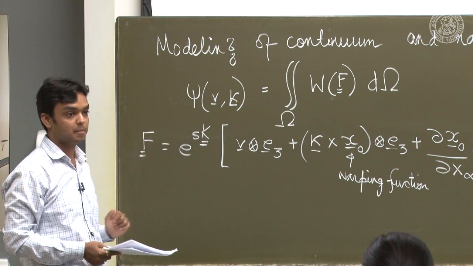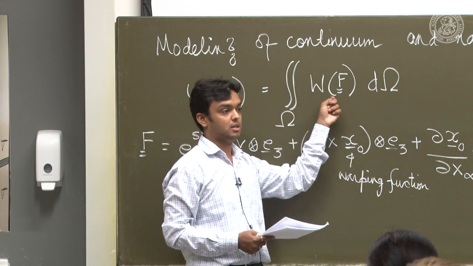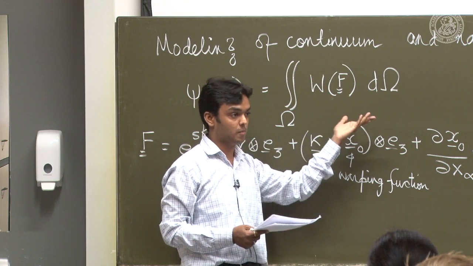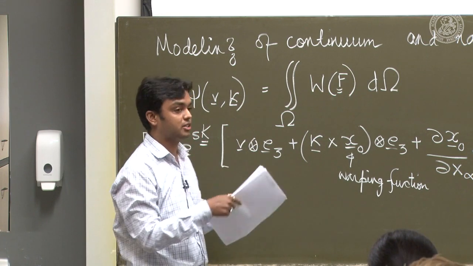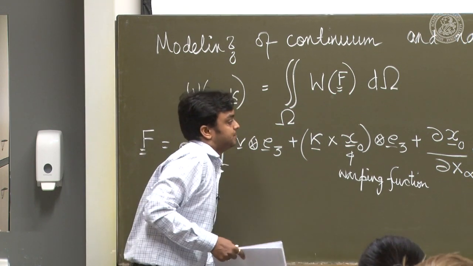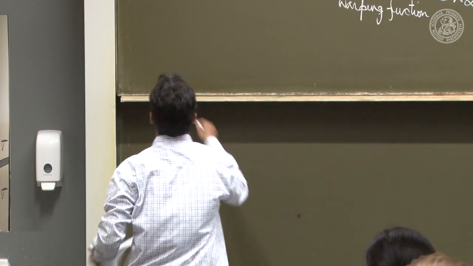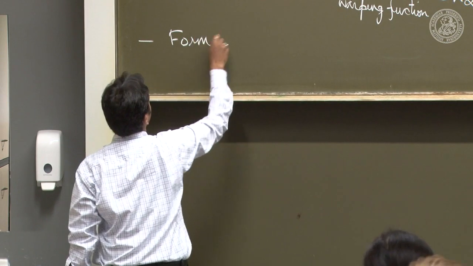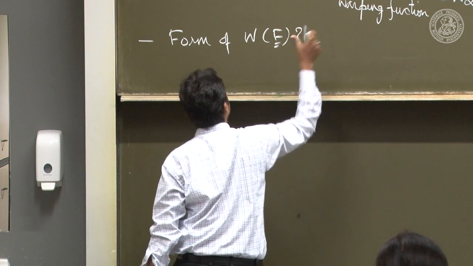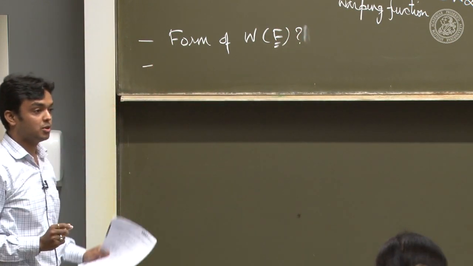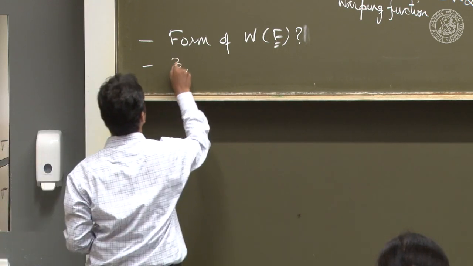Okay, now what if you do not know W of F? What's the form of it if you do not know? That's the one question. Okay, and what if the rod is not a 3D continuum? So the question is, you do not know the form of W of F, and the other question would be what if it is not a 3D continuum.